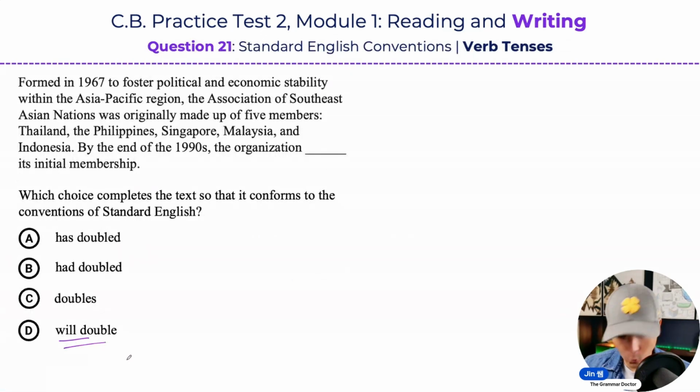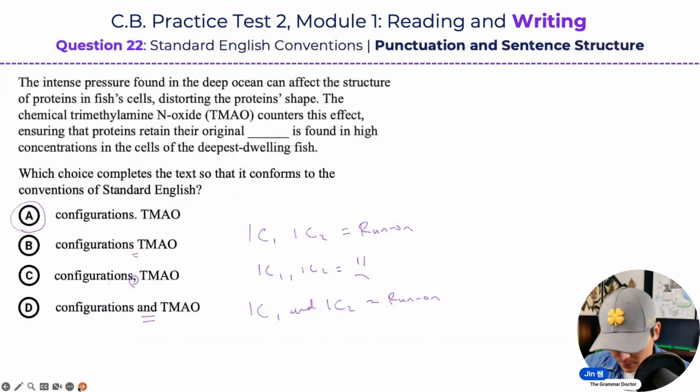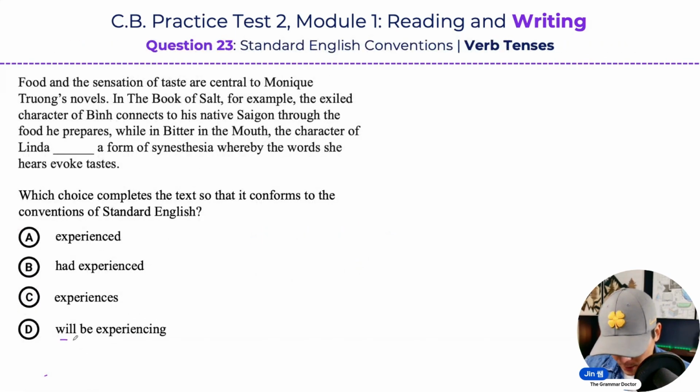This future tense, will double. Whenever you notice the future tense, will be experiencing, as one of your answer choices, we also have different tenses. We have the past tense here, the past perfect here, and the present tense here. So we have various verb tenses. Especially when you see the future tense, the will plus the verb, then you know that one of the things you're being tested on is verb tenses.